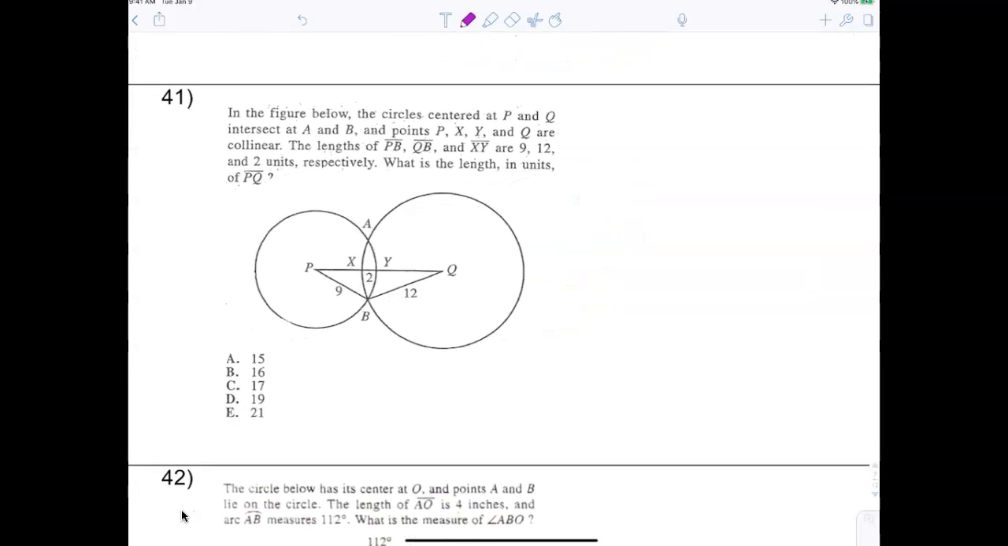Okay, this one's a really nice looking problem. So it says in the figure below, the circles centered at P and Q intersect at A and B. All those points are collinear. The length of PB is 9, QB is 12, X and Y. So everything is 2. What is the length of PQ? What is the length of PQ? So someone tell me quickly, what is QY?